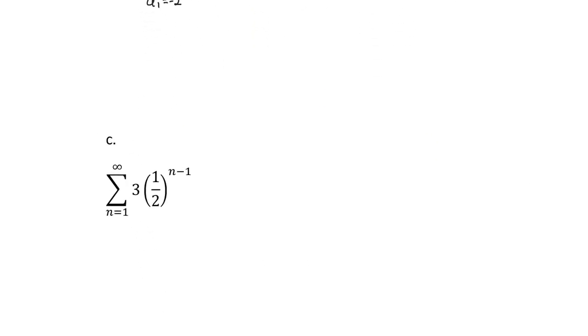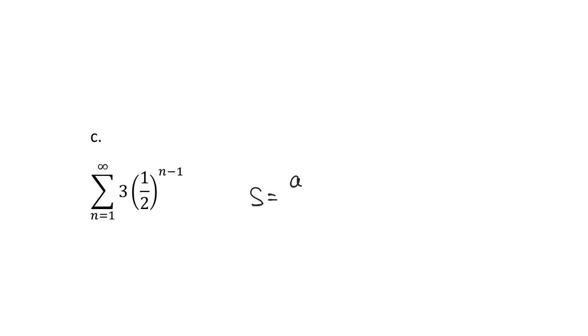Now part C is an infinite sum. So there are conditions now. There are conditions that need to be met. First of all, to have an infinite sum, it needs to be geometric, and this is the nth term formula of a geometric series. And then the common ratio needs to be less than 1. 1/2 is less than 1. So the formula for an infinite sum of a geometric series will work. We just need to know the first term and then the common ratio.